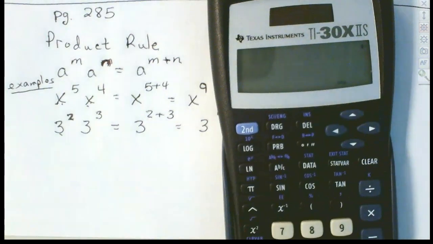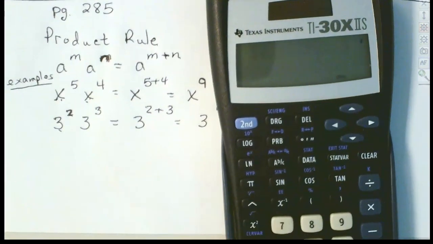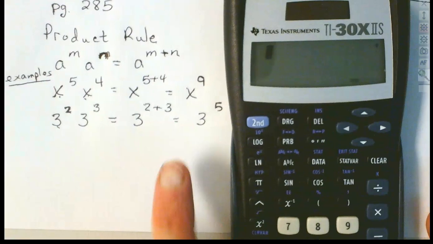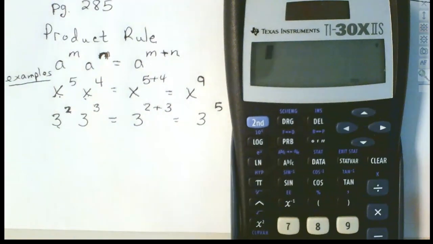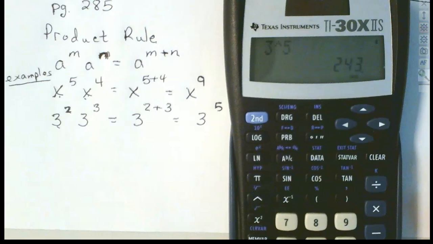So here's one type. This one has a caret key. How we would evaluate 3 to the 5th on this calculator is you type in your base, which is 3. We hit our caret key. We hit our 5, and then we hit equals. And that's going to come out to be 243. So we use our caret key.